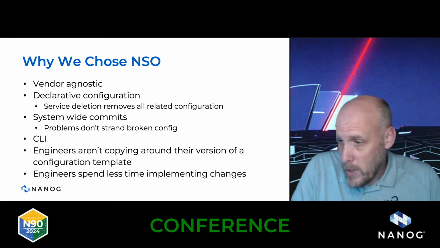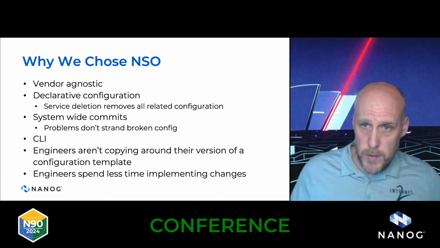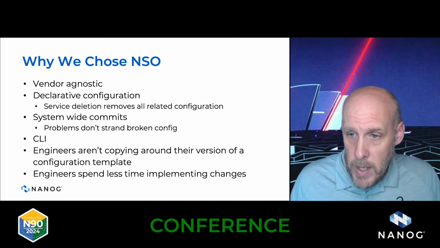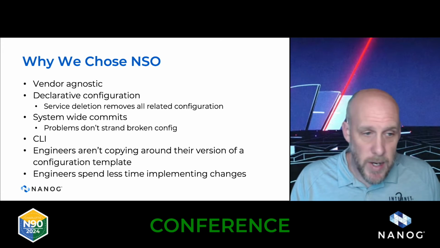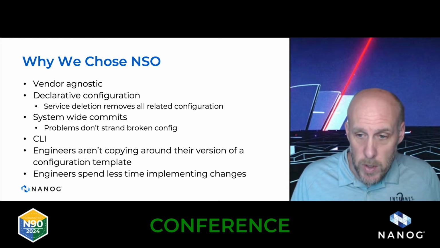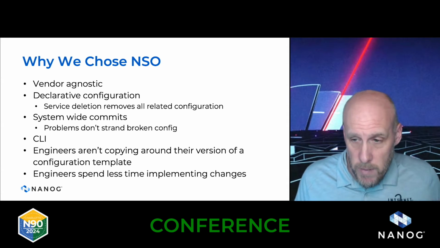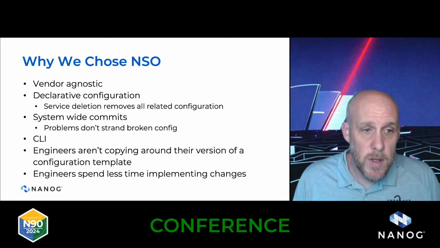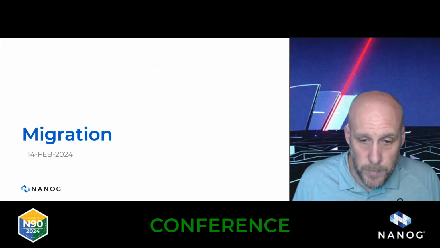What we saw on our old network is, every engineer had their own version of the template they used, or they probably got it from somebody at one point, but then it evolved over time. So various pieces of the same kind of configuration, like a BGP peer, might have slightly different configurations, because they've evolved separately. And engineers spend less time implementing changes. They're not thinking about multiple devices and all the configuration on those devices. They go to NSO, and it deals with pushing out the config across the network.